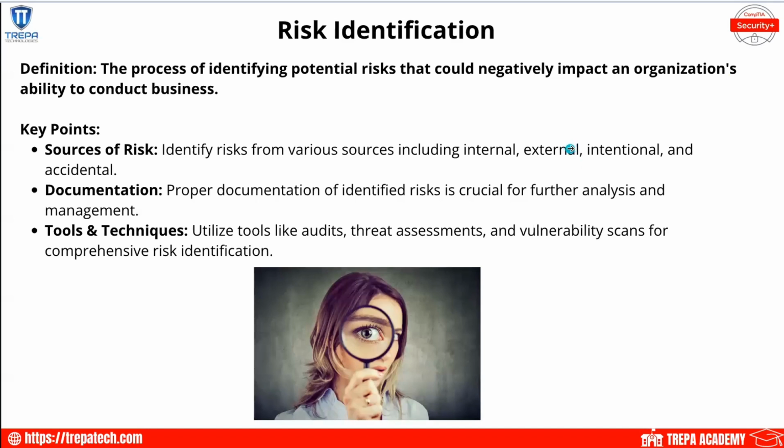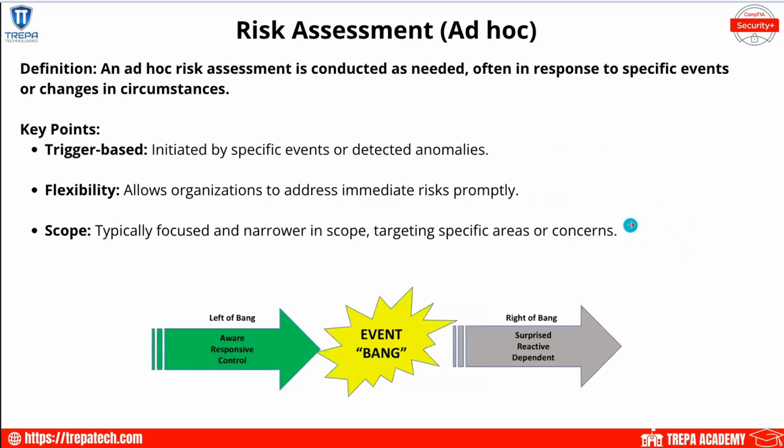Okay, risk identification. So this is the process of identifying potential risks that can negatively impact the organization's ability to conduct business. So this is just us going through and doing that asset inventory, looking at internal, external, intentional, and accidental risks, documenting identified risks so that we can share that with the stakeholders. So we have tools and techniques we can use like audits, threat assessments, vulnerability scans to create a comprehensive risk identification.